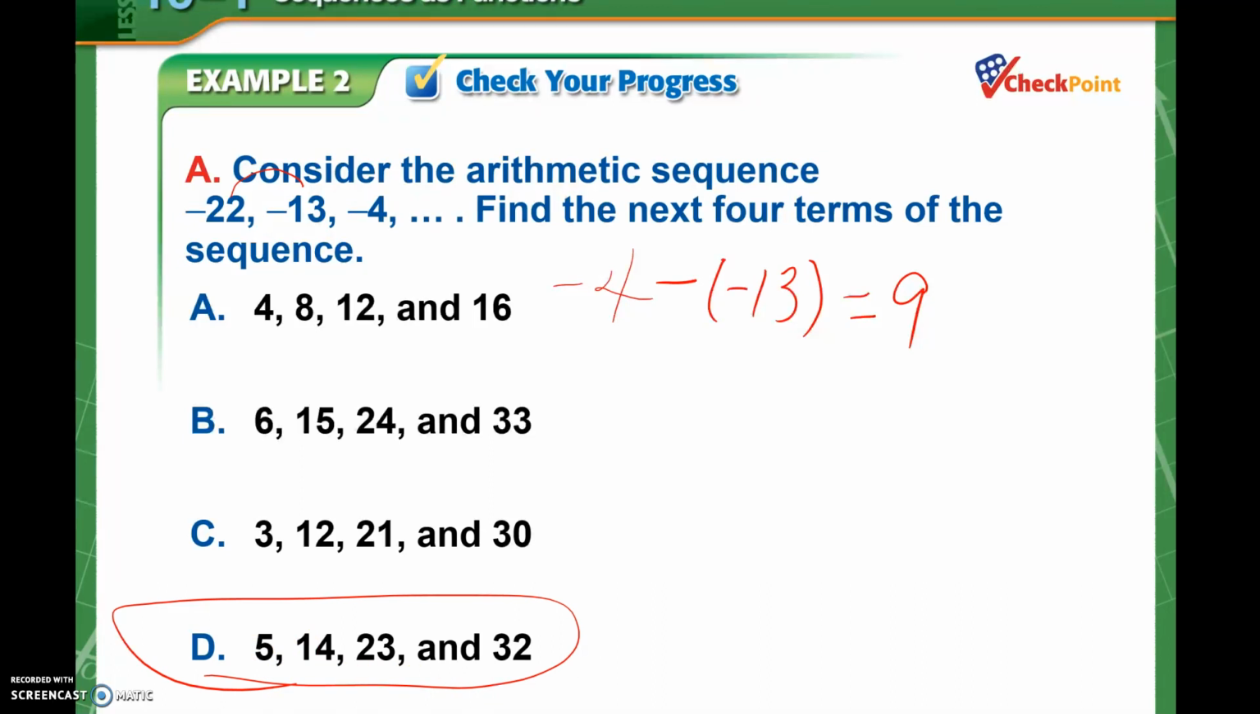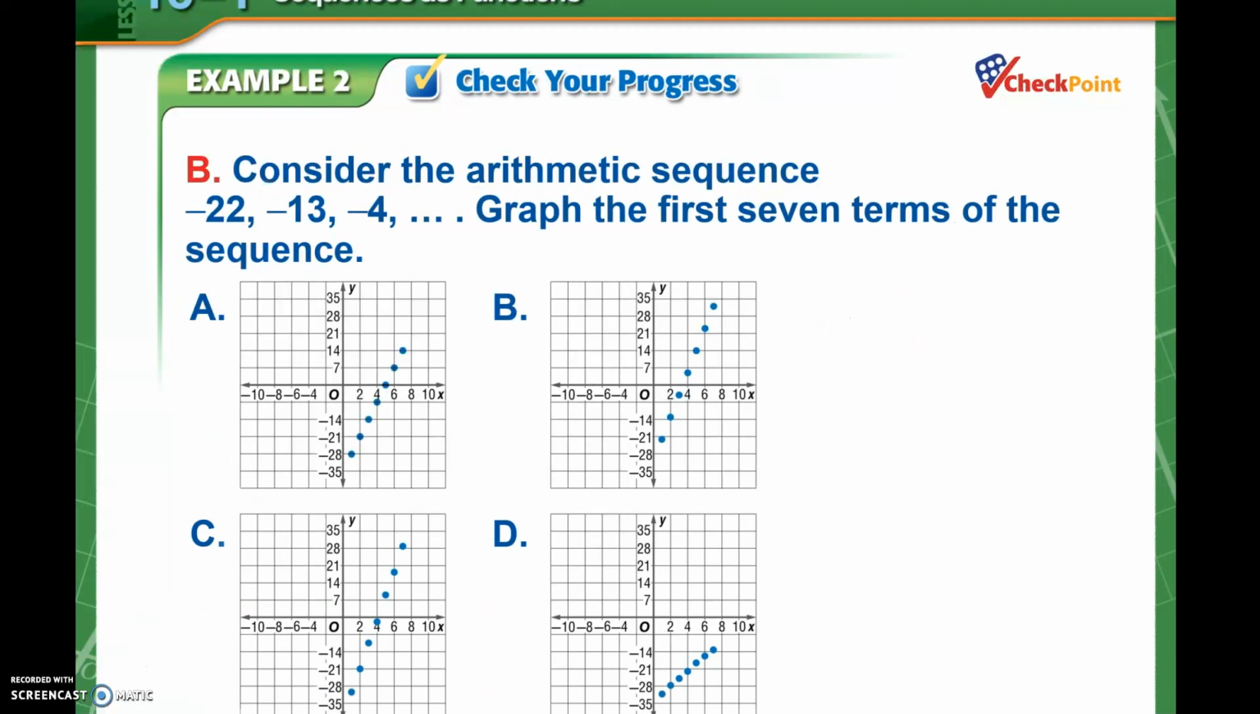So first term was negative 22. Negative 22 plus 9 is negative 13, and so forth. So first term, negative 22. Second term, negative 13. So we want to find the graph that goes with that. Then third term is negative 4, and so forth. And you'll see that that just continues to keep going up.